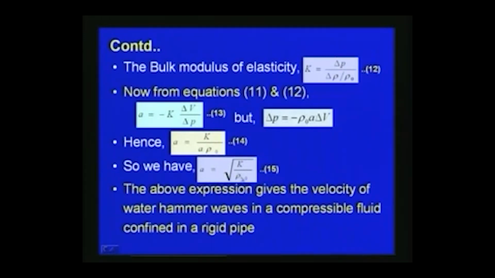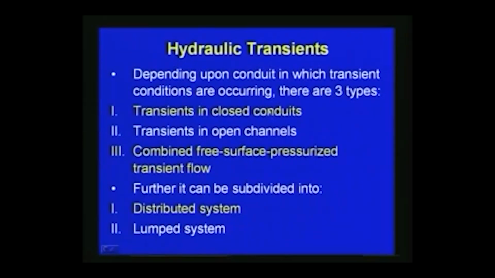So, A is equal to square root of k by rho 0 as in equation number 15. Now we have seen the case of a sudden valve closure in a pipe or closed conduit connected to a reservoir. So, the water hammer or hydraulic transient is generated.